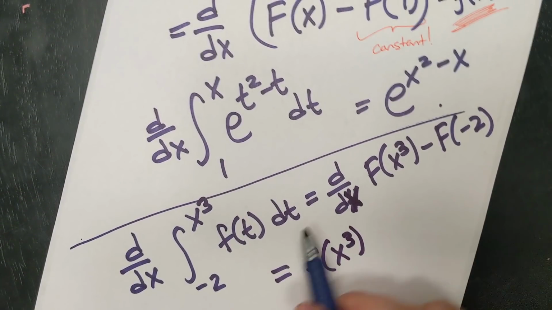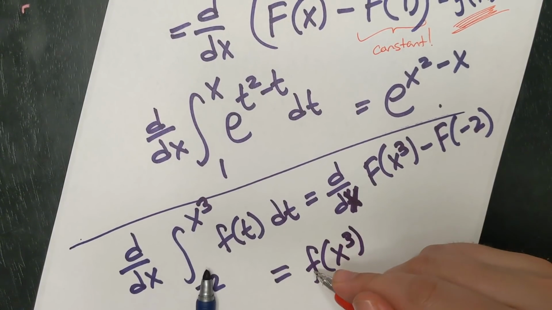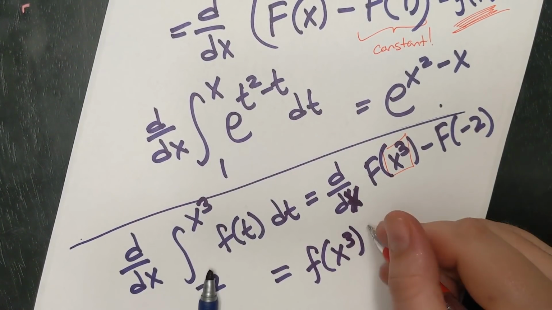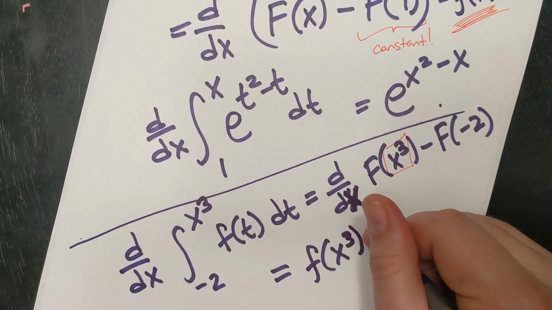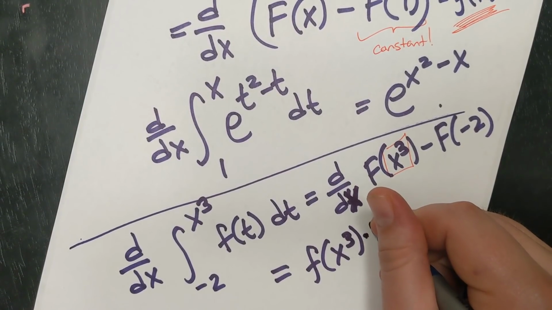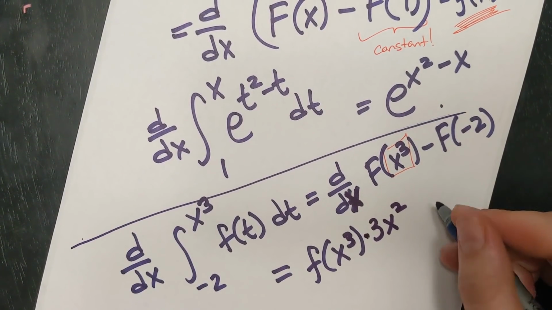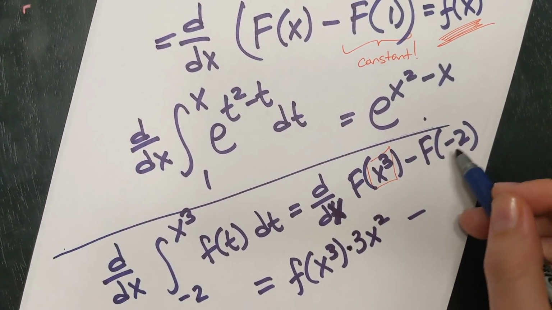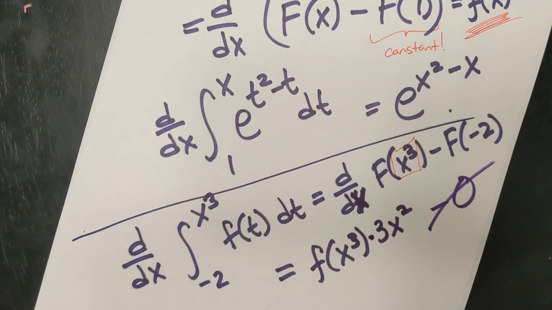But then this chain rule kicks in. The chain rule says take the derivative of the outside, big F becomes little f, keep the inside the same, x cubed stays x cubed, but then multiply by the derivative of the inside. So multiply by 3x squared. And then this other piece, what's going to go on here? Well, this is just a constant again. F of some number is a constant, so its derivative is just 0. So you don't have to worry about it.